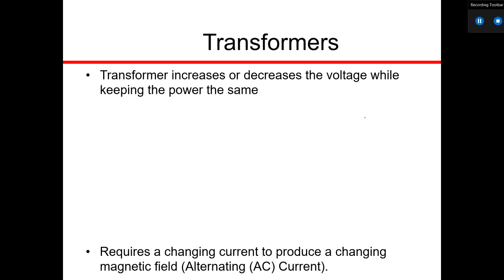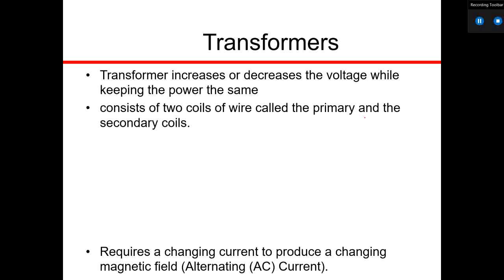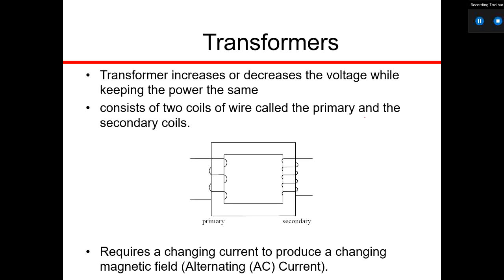So a transformer, first and foremost, increases or decreases the voltage while keeping the power the same. It consists of two coils of wire called the primary and secondary coils. A simple schematic of a transformer looks like this. What happens is we have a current coming through this coil, it goes around the coil and exits out this side. As we know, when you have a wire carrying a current and it's coiled like this, we're creating a solenoid, and it's wrapped around what we call a core. This core would be made of some magnetic material like iron.